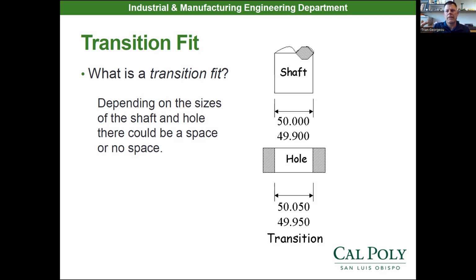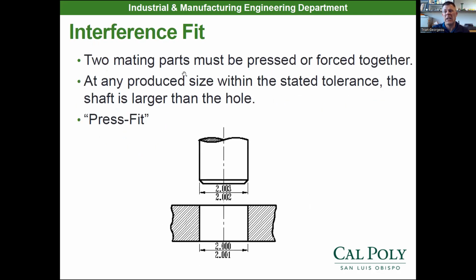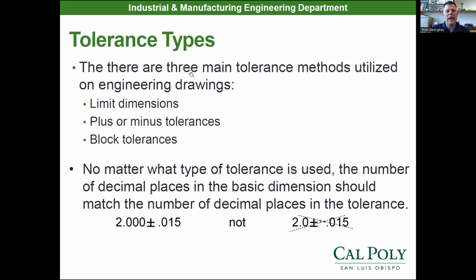So sometimes some designs on fixtures or transmission, locating features, locating dowel pins, they'll have transition fits out there. But the 2 main types are really the clearance and the interference fits. Now, all 3 are types of fits though.